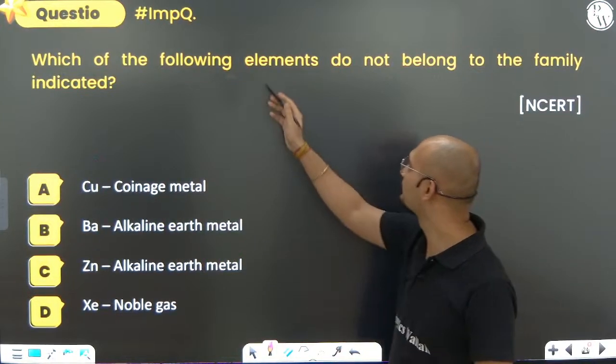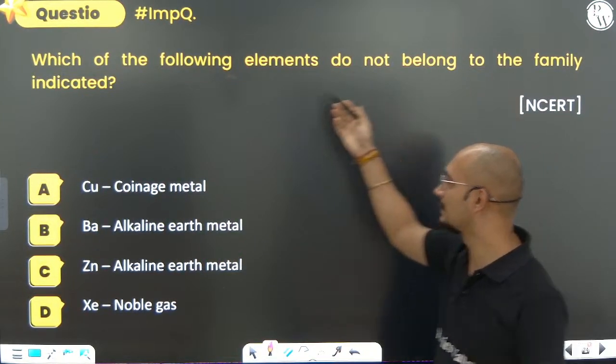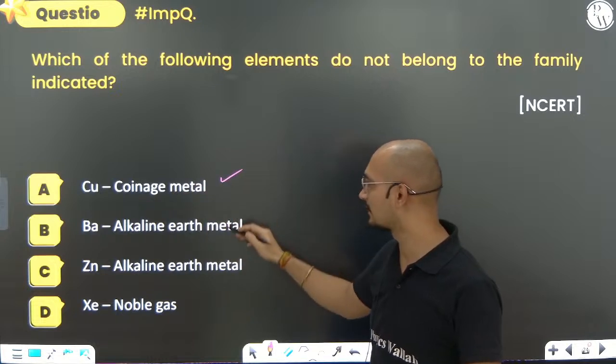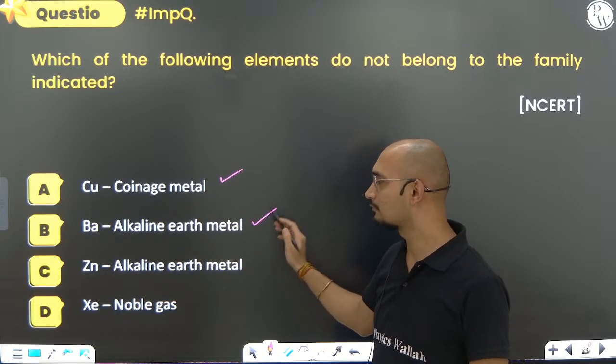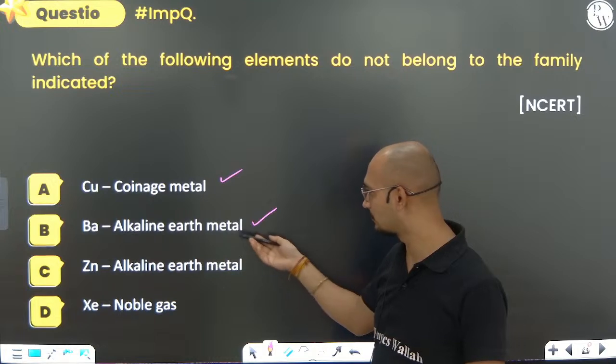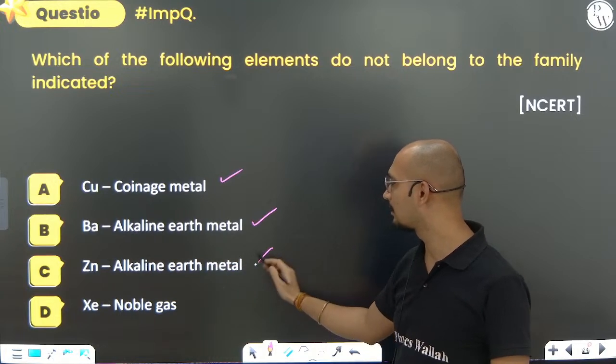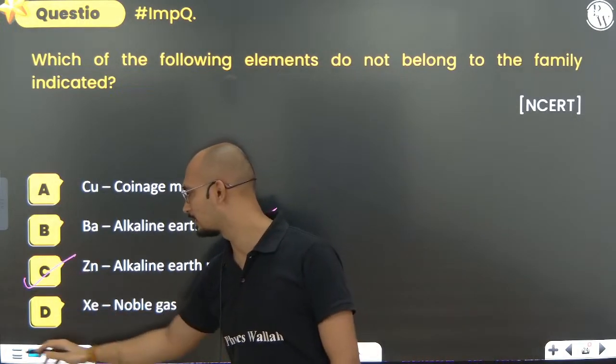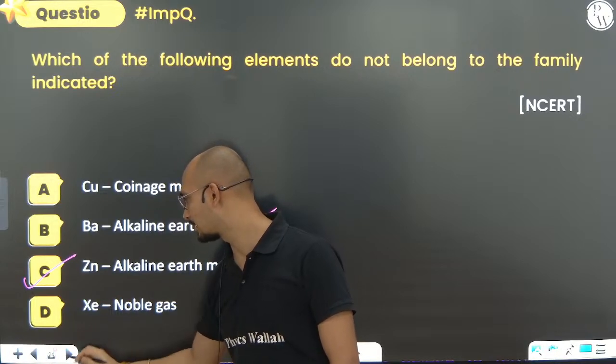Next, which of the following elements do not belong to the family indicated? Copper, coinage metal, yes, it is correct. Barium, alkaline earth metal, for sure, because it belongs to the beryllium family. Zinc, alkaline earth metal? No, we all know that it is only a d block element. Xenon is a noble gas, yes.